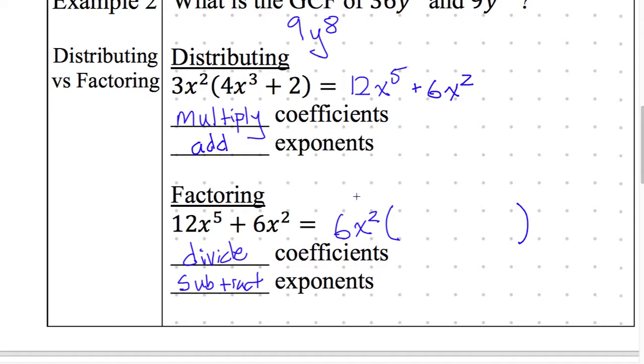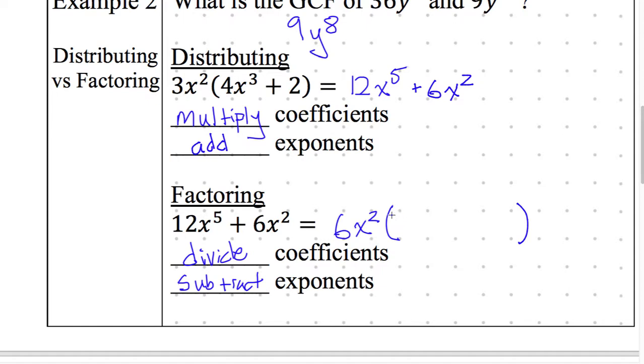I see one hand. I'm going to do what with the coefficients? 12 and 6. I'm going to do what with those coefficients? I have x to the power of 5 and x to the power of 2. I'm going to do what with those exponents? Give me the answer when I factor out a 6x squared for the first term.